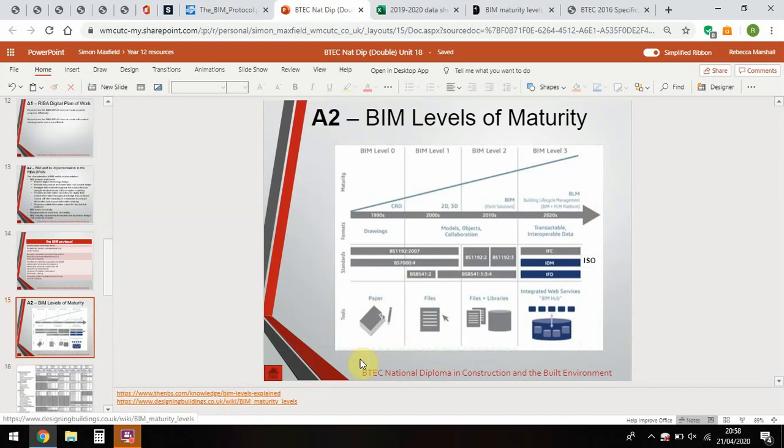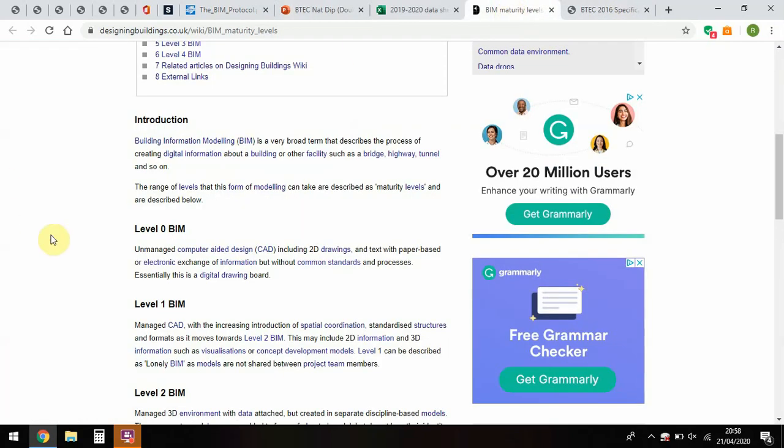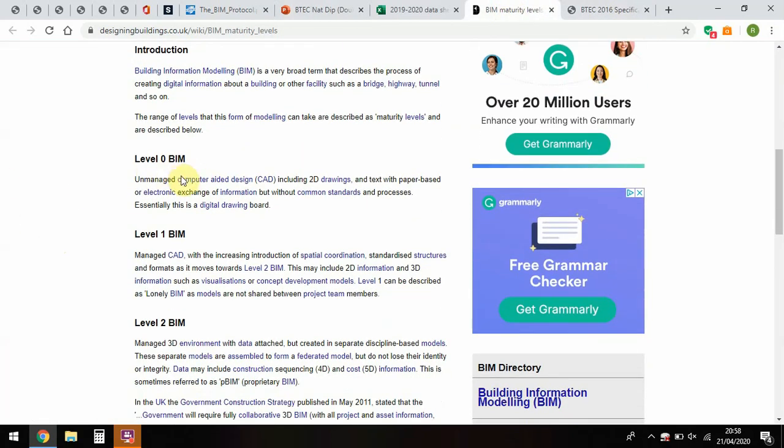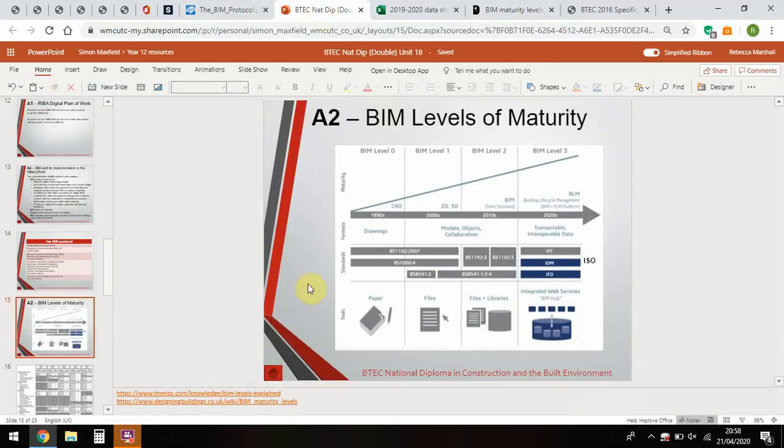Okay, I want you to go on to those and I want you to add the detail that goes along with this. You can take it from what I've said, that's fine. But if I go on to here, for example, it says level 0 BIM, unmanaged computer aided design, including 2D drawings and text with paper-based or electronic exchange of information. Okay, what I really want is in here, it talks about the exchange of information. It talks about who's got the information, and it does a little bit more on the other one. I want you to take this drawing, do it yourself, take that diagram, whatever, and go through and add notes to the levels of maturity.